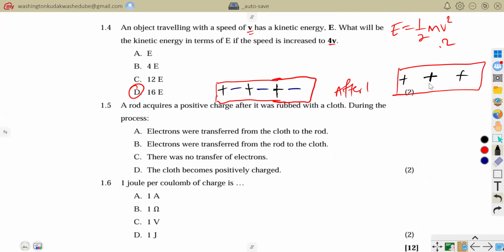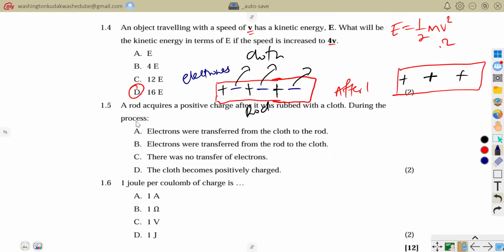With the positive charges. So it simply means that we have transferred these negative charges to whatsoever is rubbing our rod. So this being the rod, we are transferring the negative charge to the what? To the cloth. And usually the negative charge actually represents what? It represents electrons. So we are saying that electrons are being transferred to the what? To the cloth from the rod.